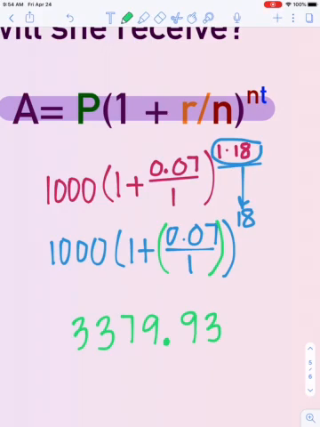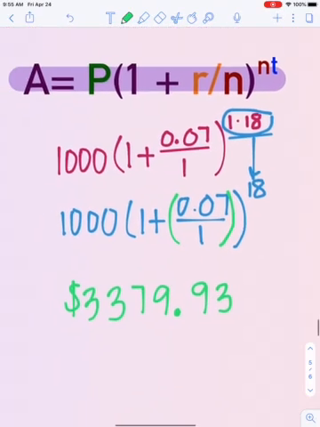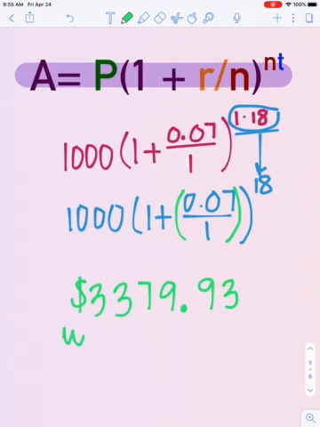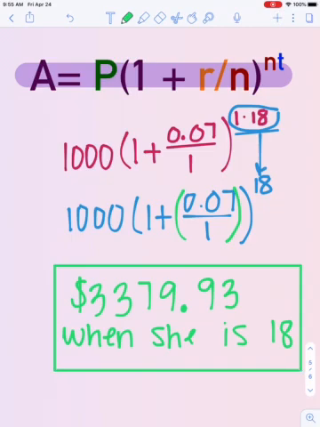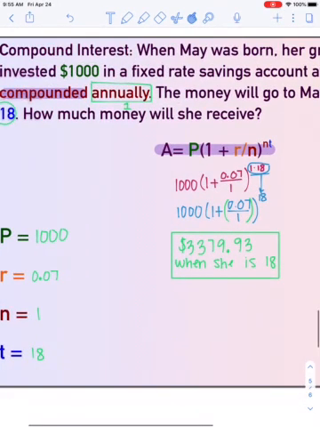3,379.93. And then you say, okay, I was talking about money, so 2 decimal places is correct. This is money, dollars, when she is how old? 18. Okay, so that's how much money she'll have when she is 18 because they invested $1,000 when she was born. Okay?